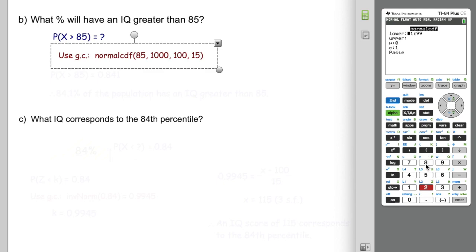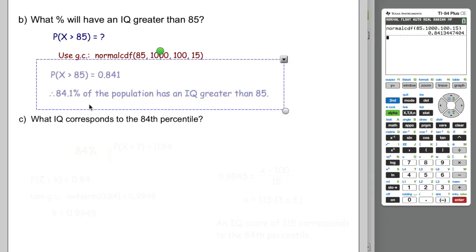So let's start from a lower bound of 85, upper bound of 1000, just a really big number. This is arbitrary. And then the mean is 100 for IQ score average. And the standard deviation of this bell curve is 15. That gives us 0.8413, or 0.841 to 3 significant figures. Okay, so roughly 84.1% of the population have a higher IQ than 85.